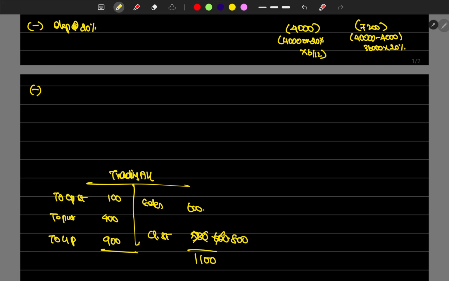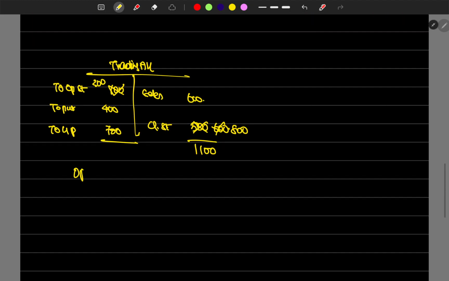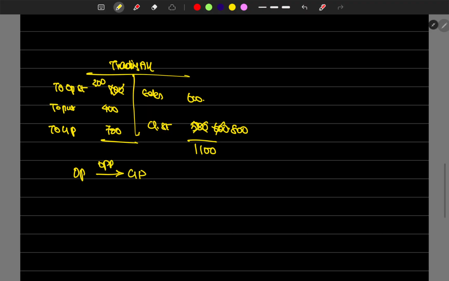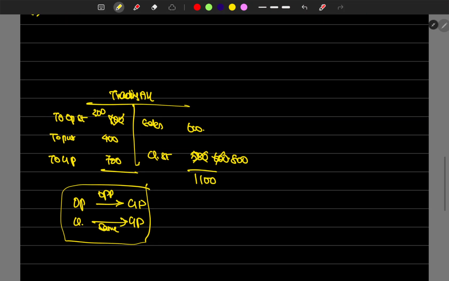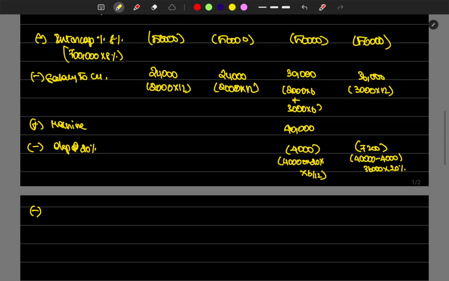What if the opening stock has been increased to 300? Then our GP will be reduced. So opening stock reacts to GP in the opposite manner. Closing stock reacts to GP in the same manner. If closing stock increases, GP will increase, net profit will increase. If opening stock increases, gross profit will decrease. That's the thing we have to understand here.